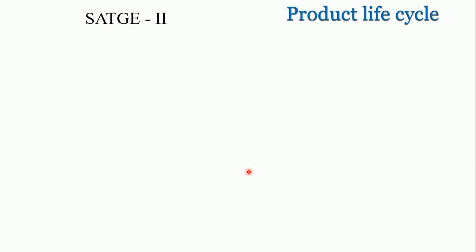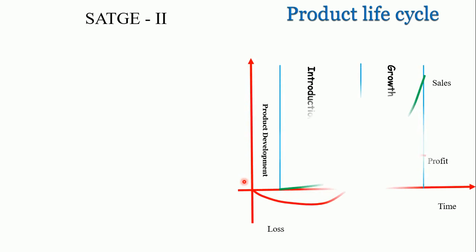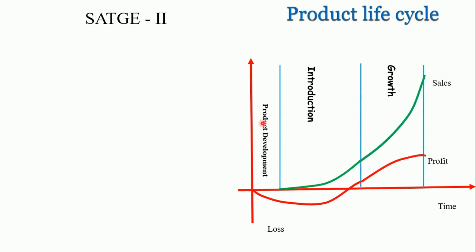Now go to the second stage, the growth stage. First is product development and introduction. A small amount of profit is generated in the introduction phase. Now we start with the growth phase. Here we see the graph continuously increasing at a very high rate. Your sales rate is very high in the growth stage, and you can make a very high profit in the growth stage.